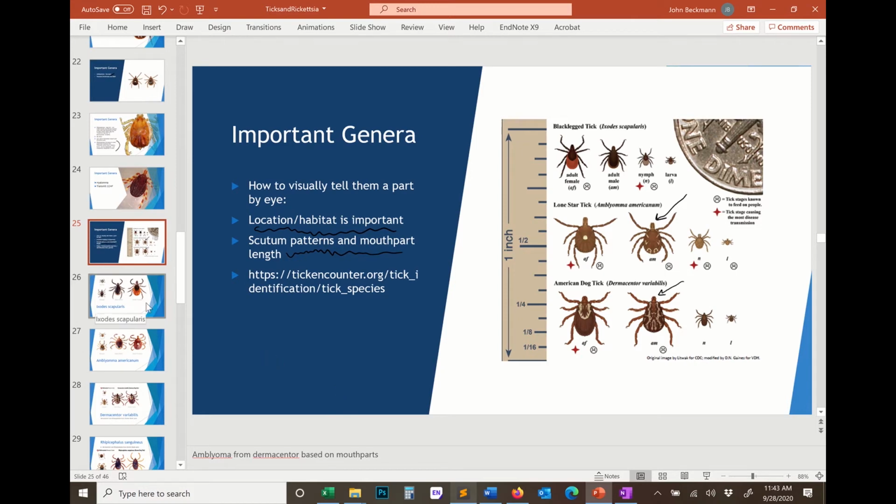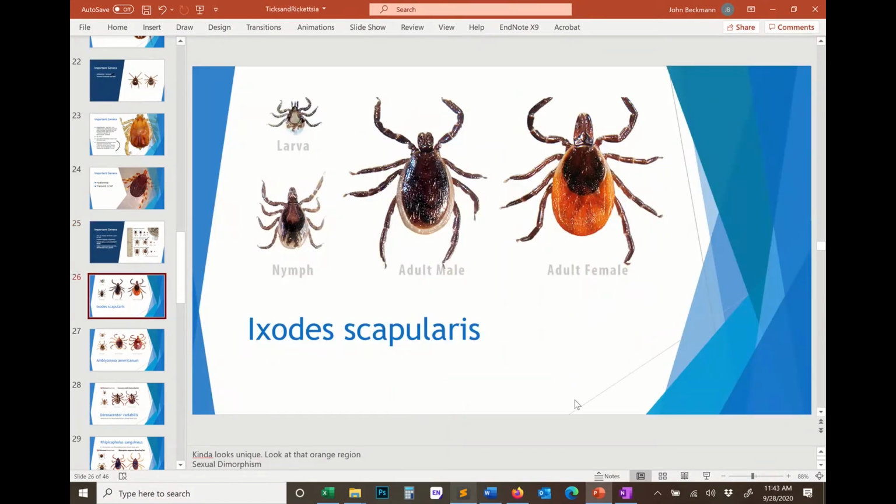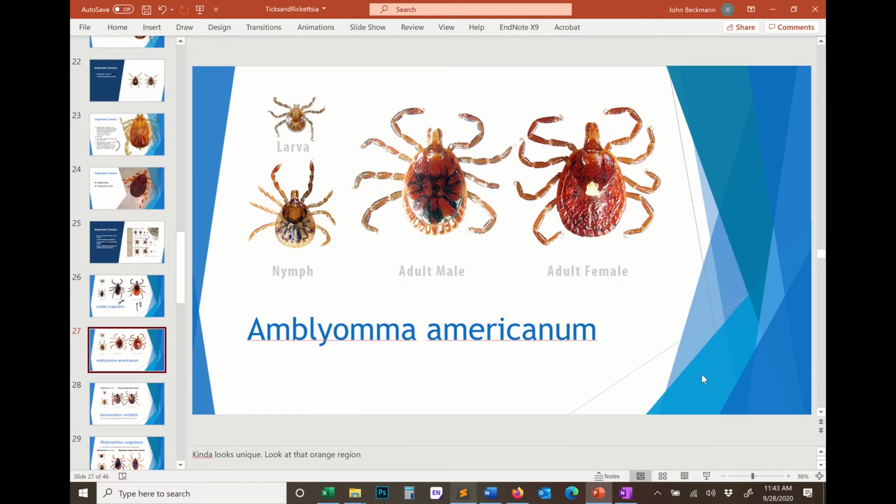Okay, so just to show you how easy it is. Here's Ixodes scapularis. So this is the deer tick that will give you Lyme disease. The females are easy to tell because they're orange. The males are not orange, and they're basically black circle things. Here's Amblyomma, so this is the Lone Star. The Lone Star tick will have this little white spot on the scutum.